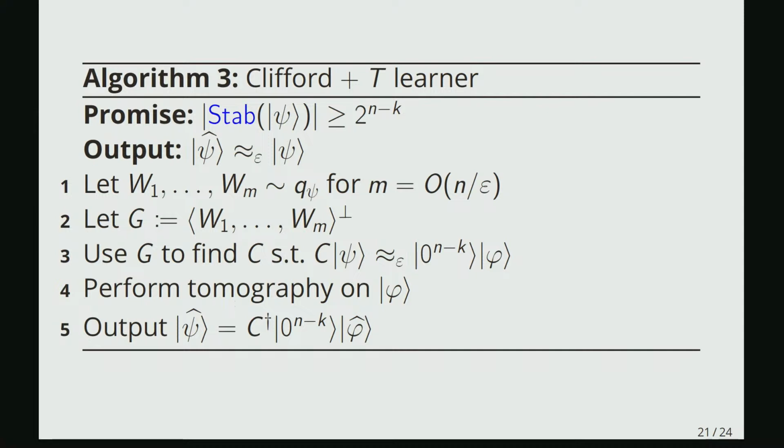And then finally, we have our state learning algorithm, where you just add one extra step of using this kind of Clifford decoder to actually learn the state. Once again, the algorithm takes the form of you sample a linear number of times. You let G be the commutant of those samples. You use G to find a Clifford circuit that approximately maps psi to a state of the form, a tensor product of zeros and some k-qubit state phi. And then finally, you run tomography on phi. Promised that you're given a state that has a stabilizer group of size at least 2 to the n minus k, you approximately learn psi to within some error epsilon.